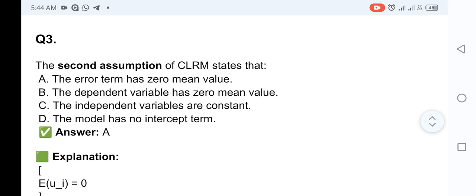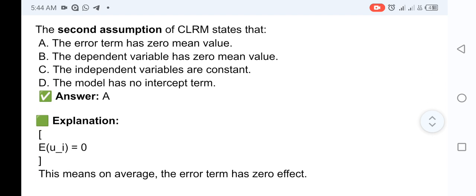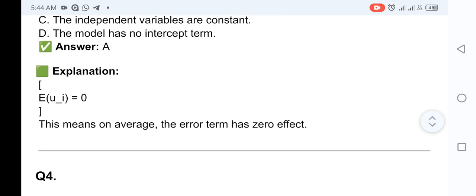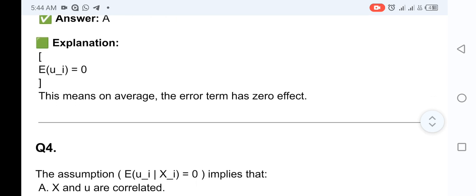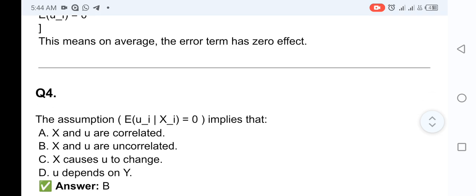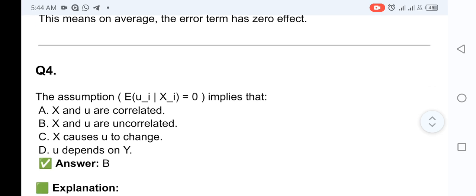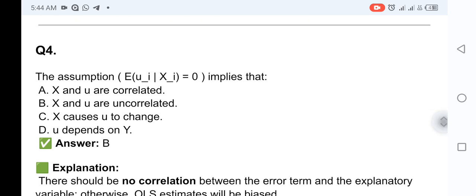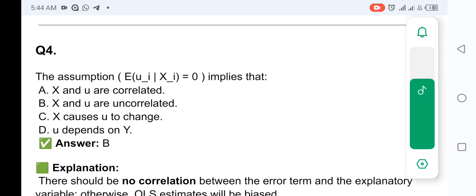Answer A. Explanation. E(u_i) = 0. This means on average, the error term has zero effect. Q4. The assumption E(u_i | X_i) = 0 implies that A. X and u are correlated. B. X and u are uncorrelated. C. X causes u to change. D. u depends on Y.